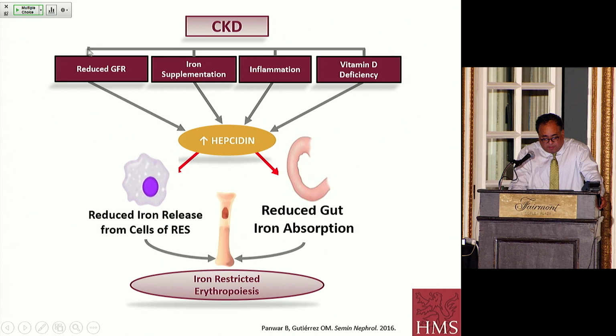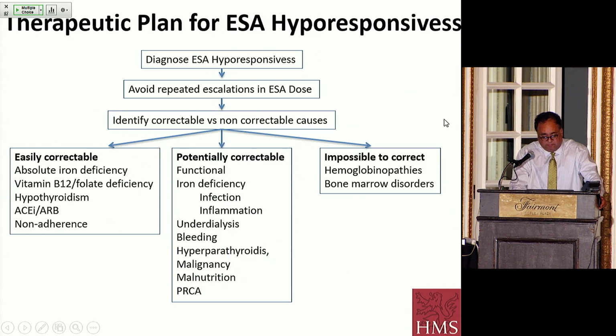So we talk about this: reduced GFR, iron supplementation, inflammation, and vitamin D deficiency all increase hepcidin, and that is involved in how iron gets moved around the body. So how do I think about ESA hyporesponsiveness? First, you have to diagnose it. I would recommend you use the KDOQI guideline, as we discussed. 450 units per kilogram per week represents the threshold level. Anything higher than that, think about ESA hyporesponsiveness.